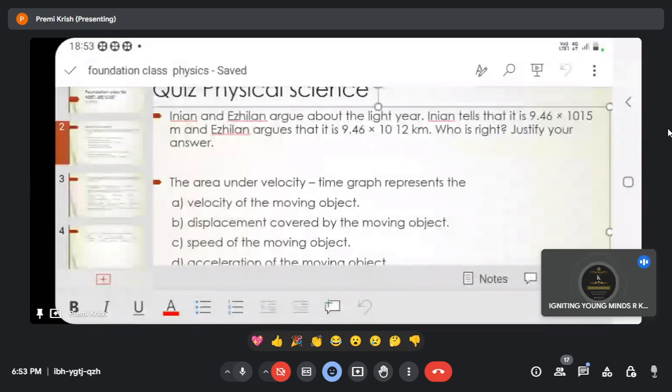Why are you taking so much time? What is your confusion? 9.46 into 10 power 15 meter. If you convert that into kilometer, how much will you get? 9.46 into 10 power 15 meter and 9.46 into 10 power 12 kilometer are the same. Both are the same, because 1 kilometer is equal to 1000 meter.